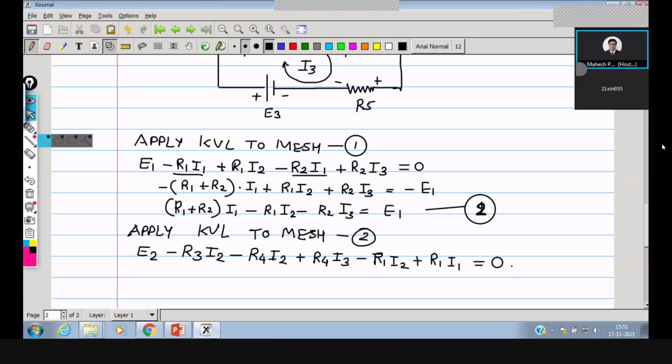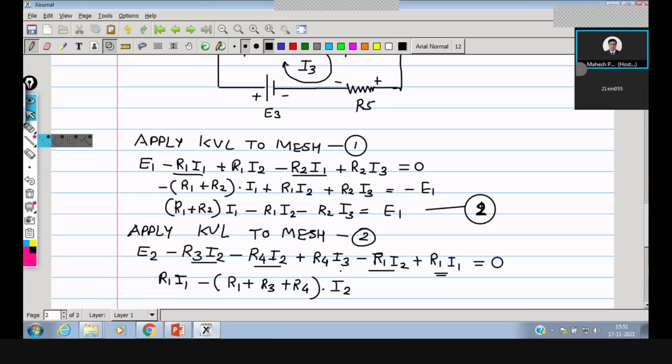Fine. So we can rearrange the terms now. First of all, we will write all terms containing I1. So we will write first R1 I1. Then the other term is with I2. There are 3 terms, and all these 3 terms are minus, so we'll keep the minus common. And the values are R3, R4 and R1. So we will write minus (R1 plus R3 plus R4) into I2.